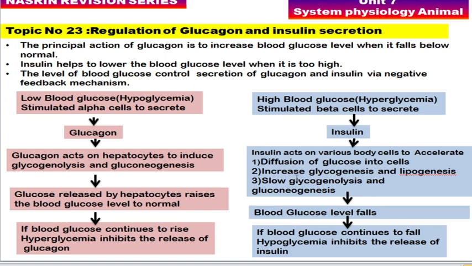Next, insulin also slows down the processes of glycogenolysis and gluconeogenesis. Then the blood glucose level will fall. Here glucagon, by inducing glucose release from hepatocytes, raises the blood glucose level to normal. This is a negative feedback mechanism, friends. If the blood glucose continues to rise, then a hyperglycemia condition will result, which will ultimately inhibit the release of glucagon. Whereas if the blood glucose continues to fall, then a hypoglycemia condition will be created, which will inhibit the release of insulin.